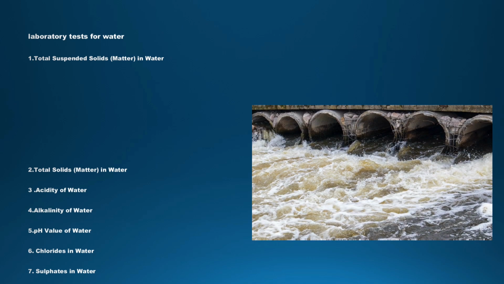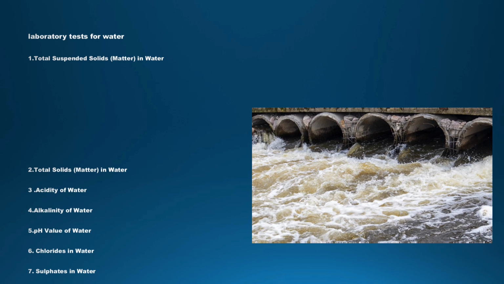How are this acidity, alkalinity, chloride, sulfates, etc. introduced into the water? If the water is getting mixed with any drainage or industrial waste or any type of wastewater, these acidity, alkalinity, chloride, sulfates, all these things get introduced into the water.